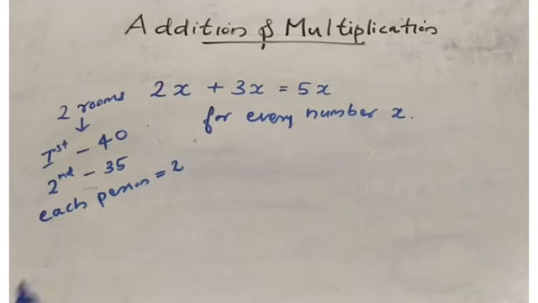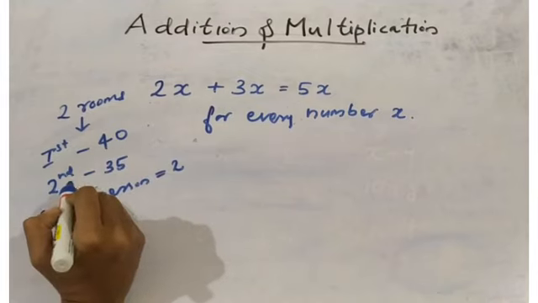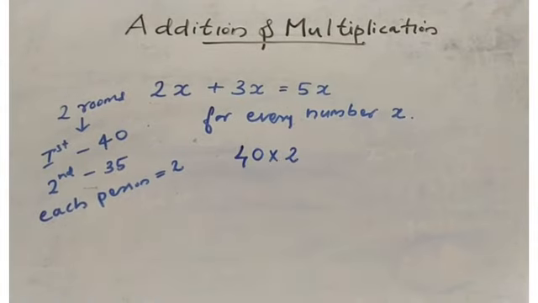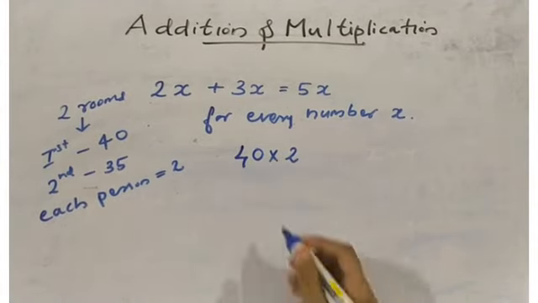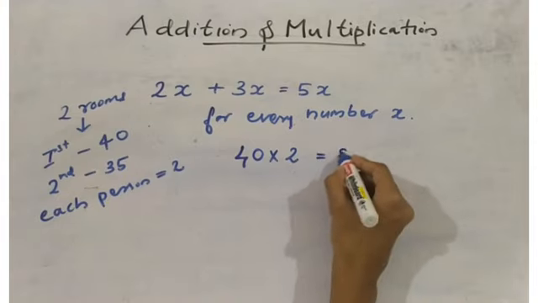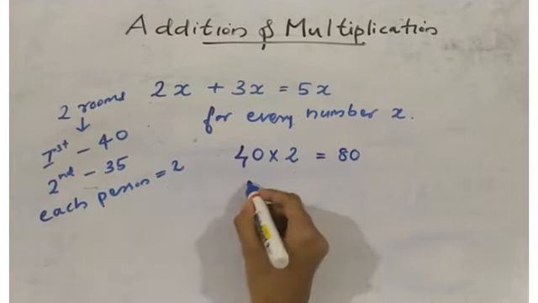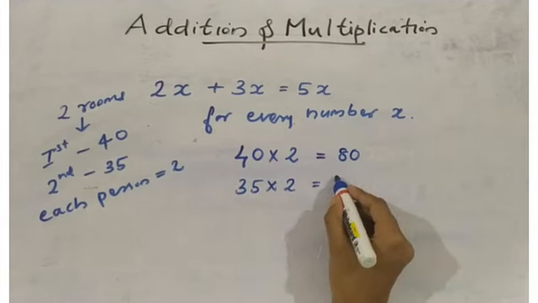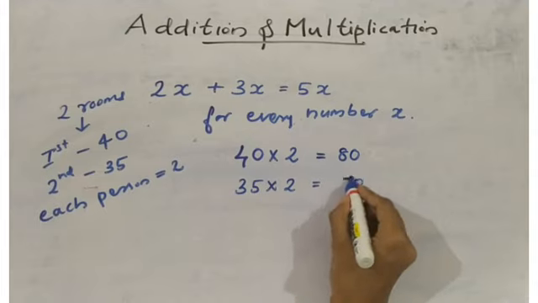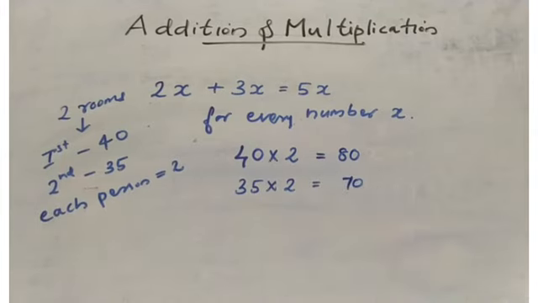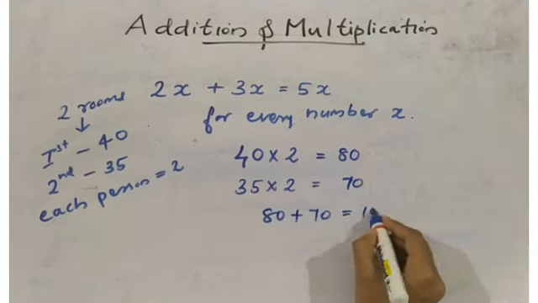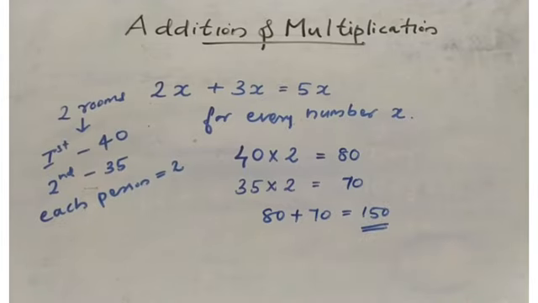We can find like this. There are 40 people in the first room. So 40 into 2, since we should give 2 biscuits to each person, which is equal to 80. In the second room, there are 35 people. So 35 into 2 is equal to 70. So now the total biscuits we can find like this: 80 plus 70. Total there should be 150 biscuits. Right? Can you think of this in any other way?